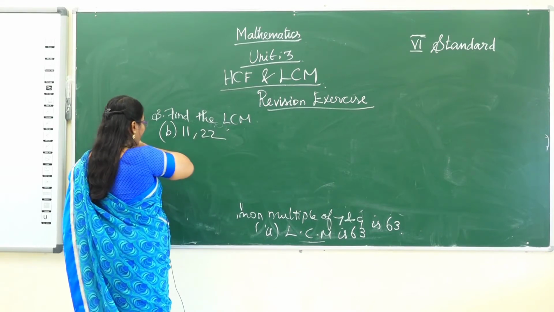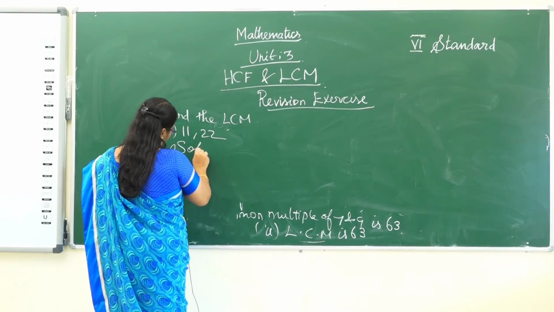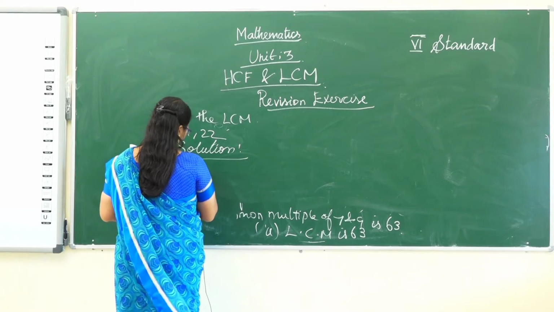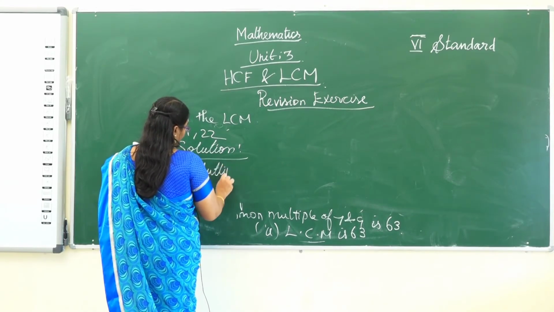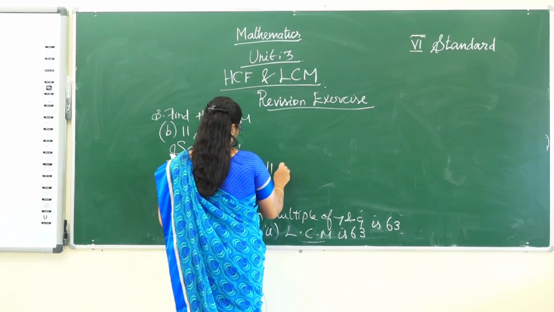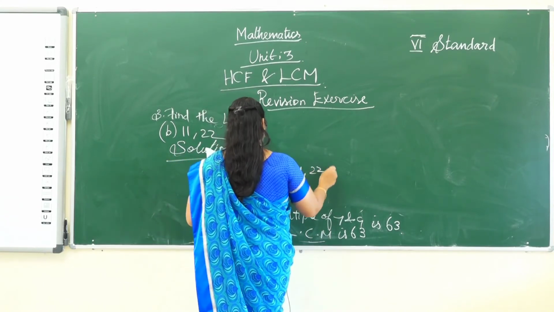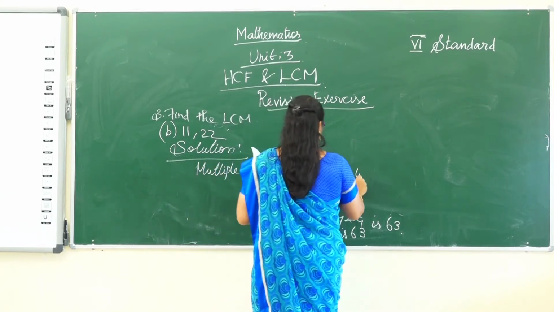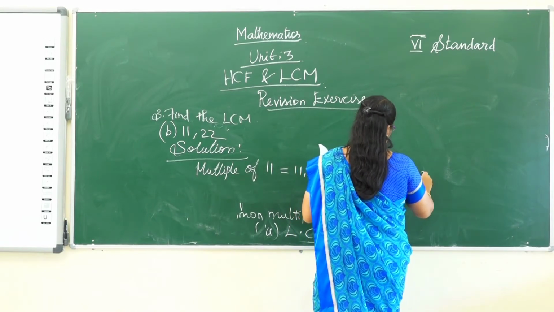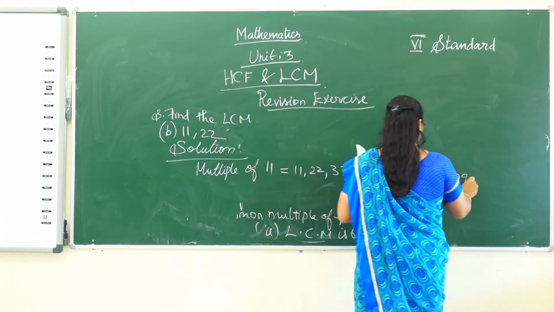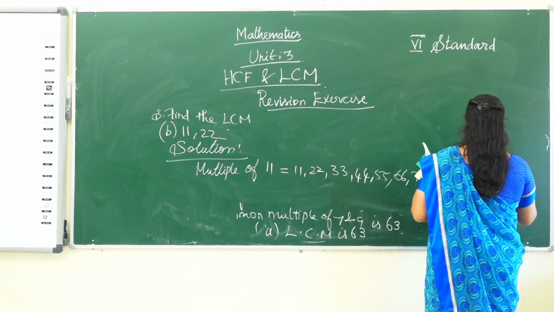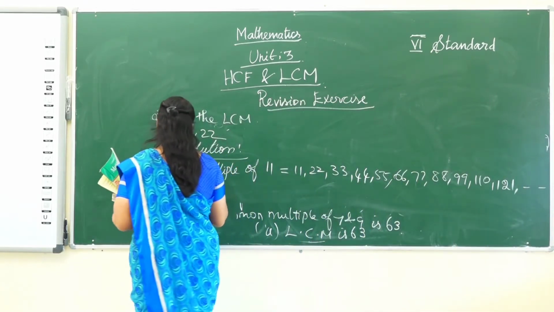11 and 22 is given. Solution. Multiples of 11. 11, 22, 33, 44, okay, 55, 66, 77, 88. Thus going, and then multiples of 22.